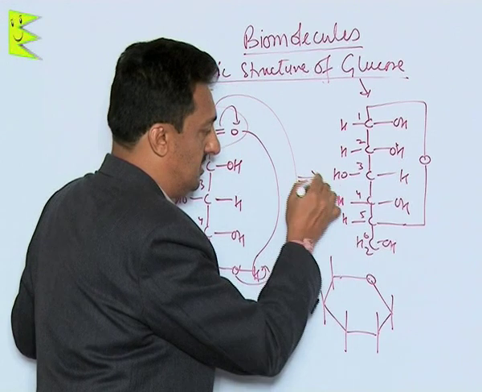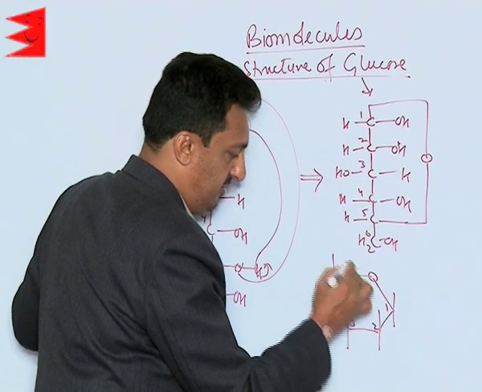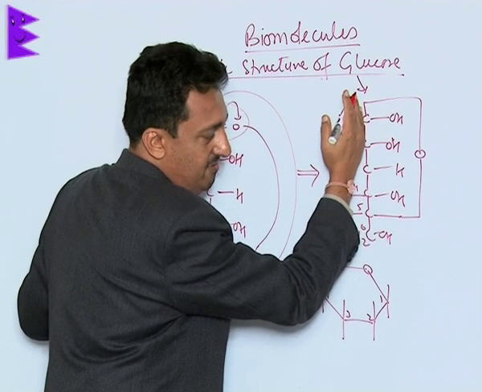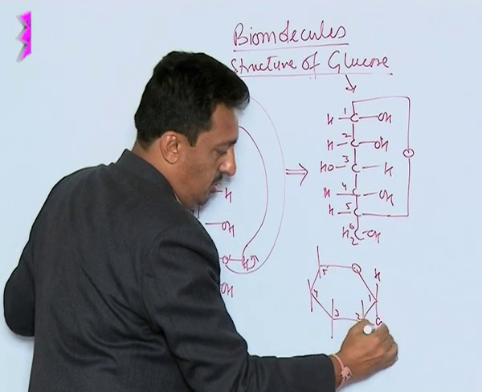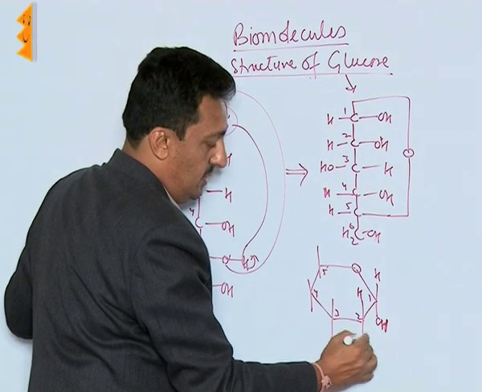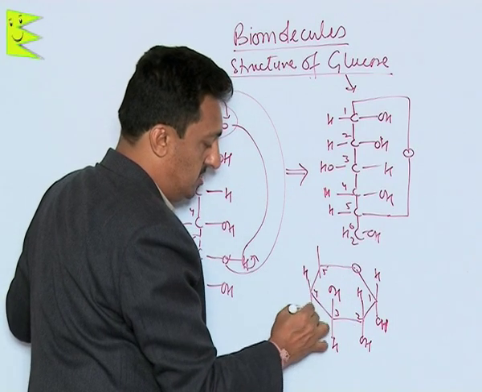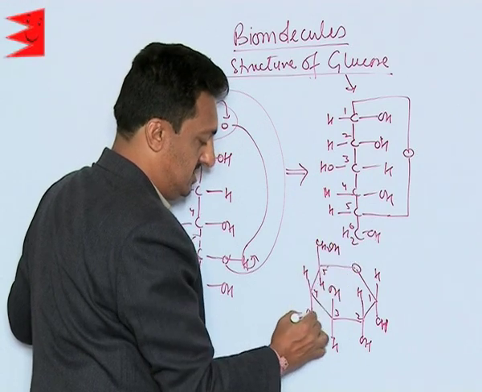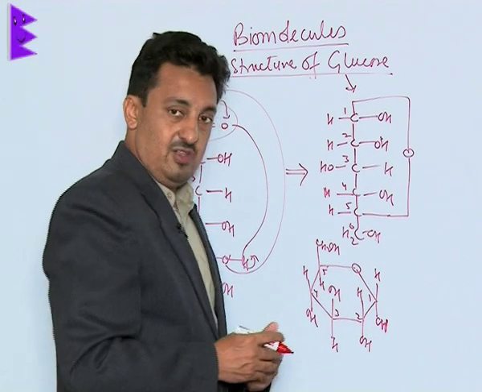Now this is the first carbon, second carbon, third carbon, fourth carbon, fifth carbon. If we put this molecular species vertically, the structure is actually put horizontal. We will get H here, OH here, H here, OH here, the third one OH above, H downward, H, OH, and the fifth one has the CH2OH group and H on this side. So this is what is called a cyclic structure of glucose.